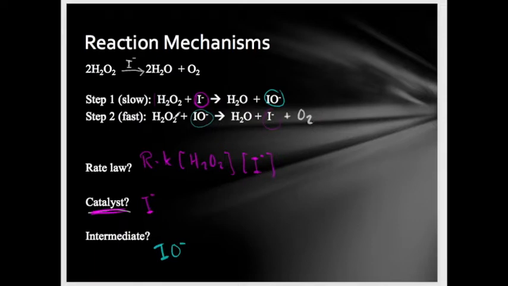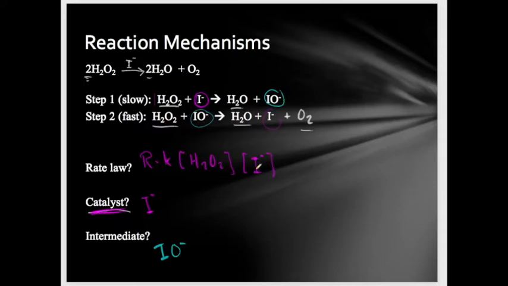This is a good reaction mechanism because you can see that I have H2O2, H2O2. I have two H2O2 on the reactant side. I have two waters on the product side, and I have one O2 on the product side. So yes, that is a good reaction mechanism. I have a rate law that goes with the rate determining step.